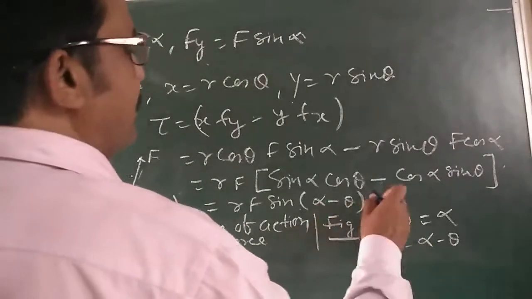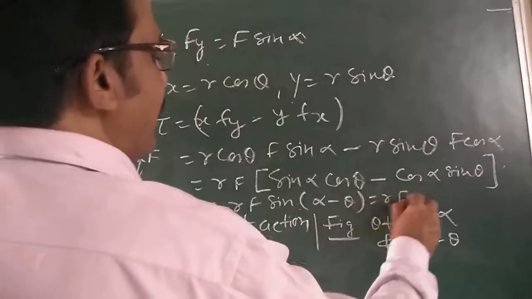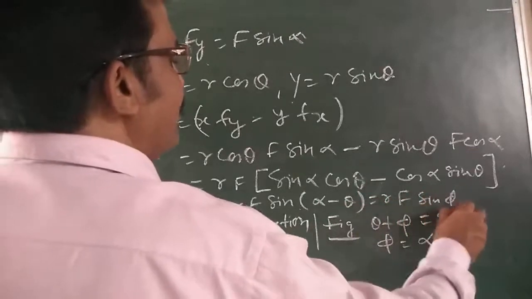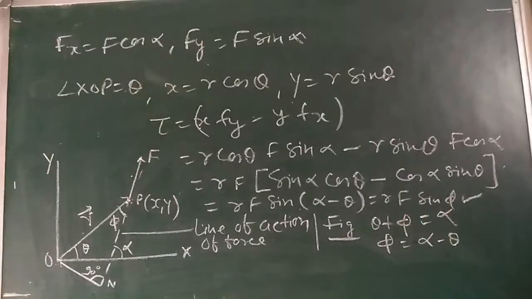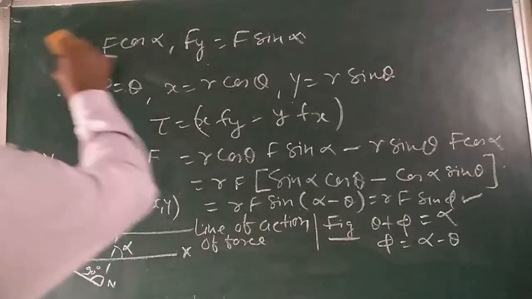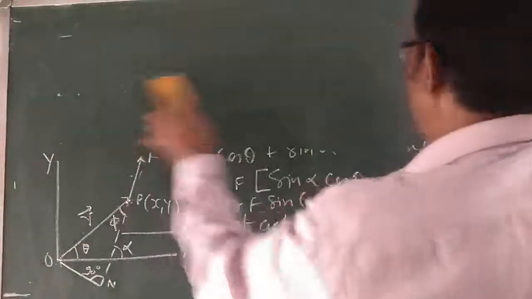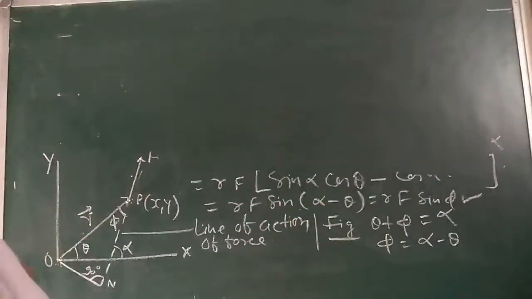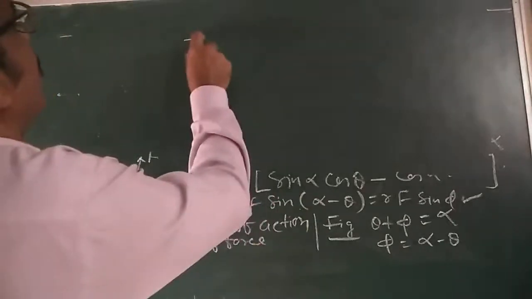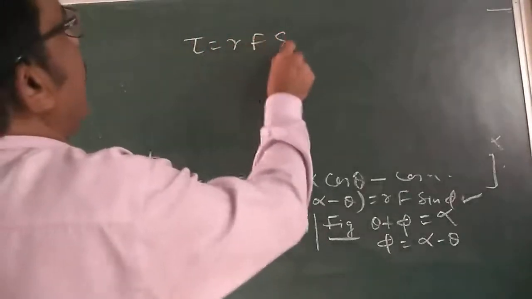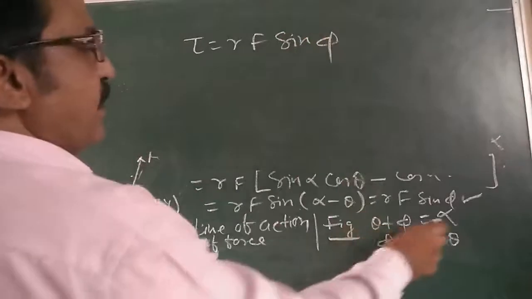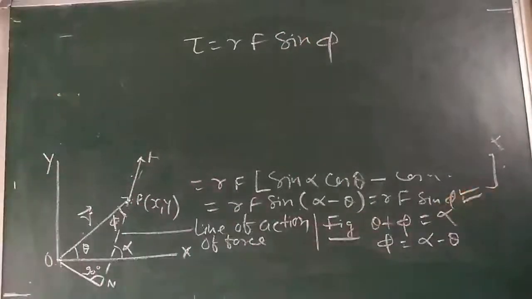So instead of alpha minus theta you can write phi, that is rf sin phi. This is the result. So, my dear children, the torque comes out to be torque is equal to rf sin phi.